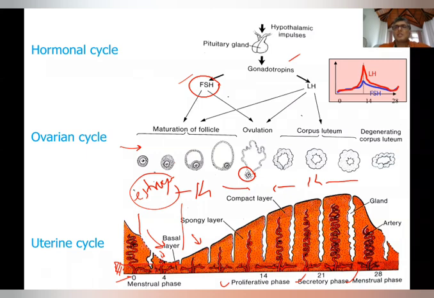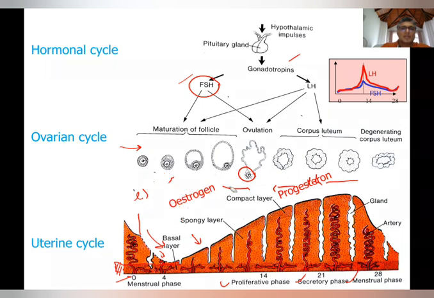So you can match this with this LH-FSH graph. So you know this now. I think I have it here. You have the estrogen and progesterone phases here. The first 14 days, the estrogen phase, which is the proliferative phase. Second 14 days, the progesterone phase, which is the secretory phase.